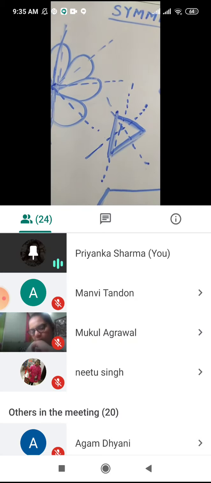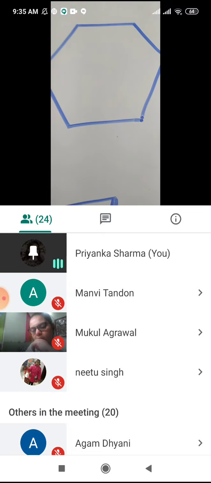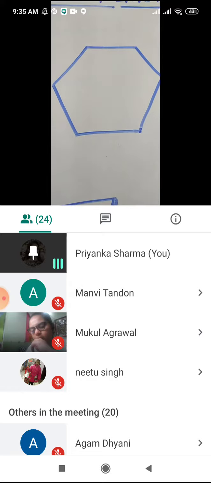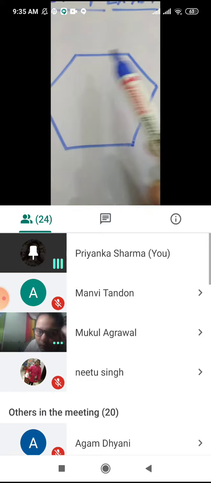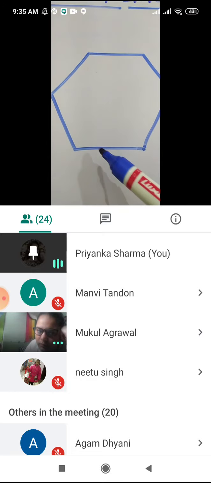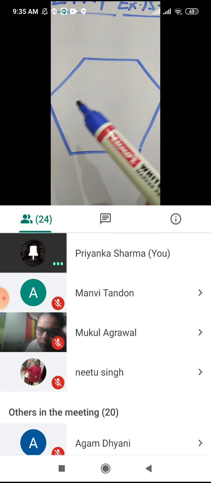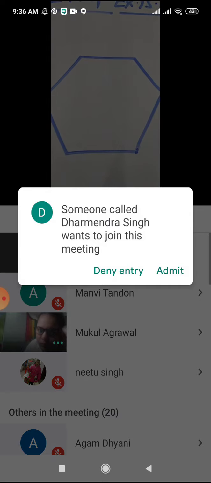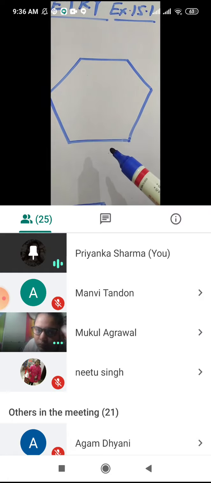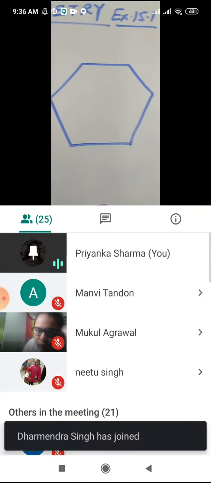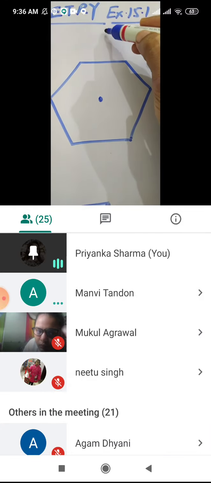Now come on to the second figure. Second figure is a pentagon. What is a pentagon? Pentagon is a closed figure which has five sides. Now count the number of sides: one, two, three, four, five. Yes? A pentagon is a closed figure with straight lines. And how many lines are there in a pentagon? Five. So how can we divide this? Now first we have to look at the center point. Center point is here.